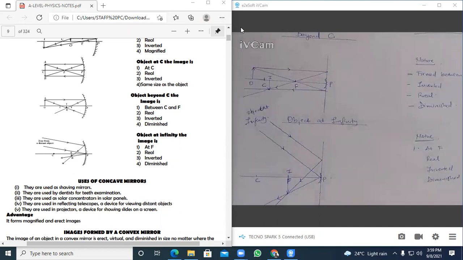So for you to determine the focal length of a mirror, just focus a distant object like a window. Once you see a clear image on the screen, and this image is upside down or inverted, then it means that that is the focal point of that mirror. Then measure the distance from the focal point to the pole or to the mirror, and that distance is what we call the focal length.